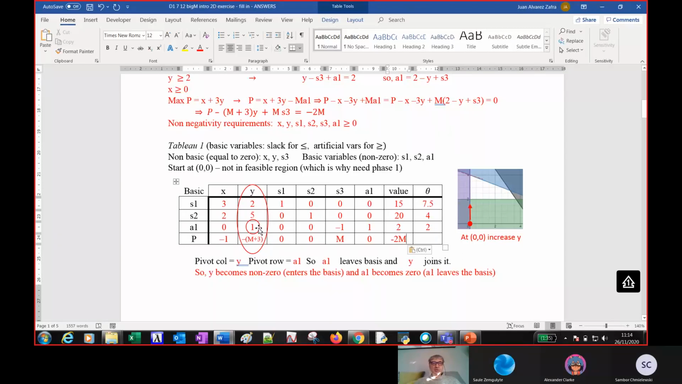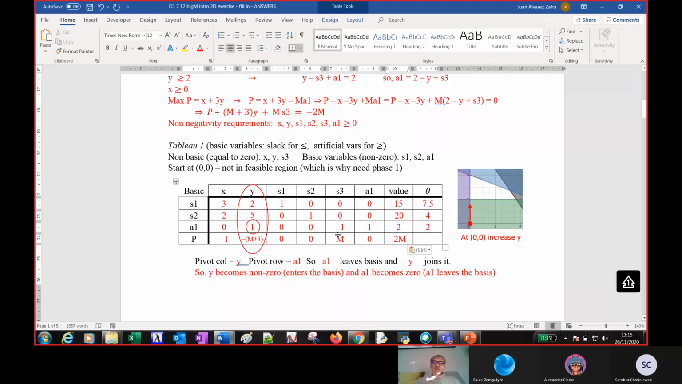Okay. And just a quick reminder that we label this row S1, this row S2, because they are the slack variables for the less than or equal to constraints. For this row here, there's a y greater than or equal to 2. There's a surplus variable and an artificial variable. We use only the artificial variable. So that means that x and y and S3 are all 0. Okay, so that means that the pivot row is the A1 row.